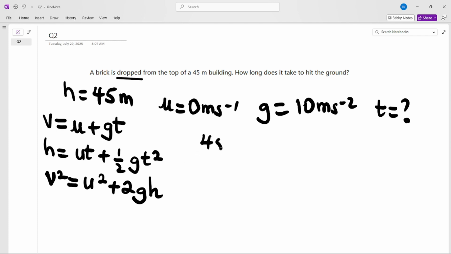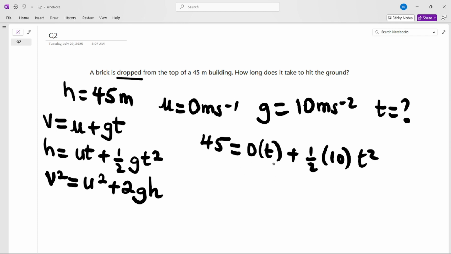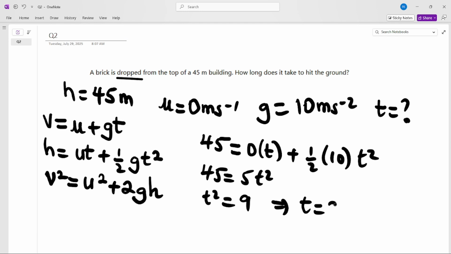Okay, so let me put in the values. So you have 45 equals 0 times t plus half times 10 times t squared. So this term will go. So you have 45 equals half times 10, that will be 5t squared. I will not need a calculator. So t squared will be equal to 9. This means that t is equal to 3.